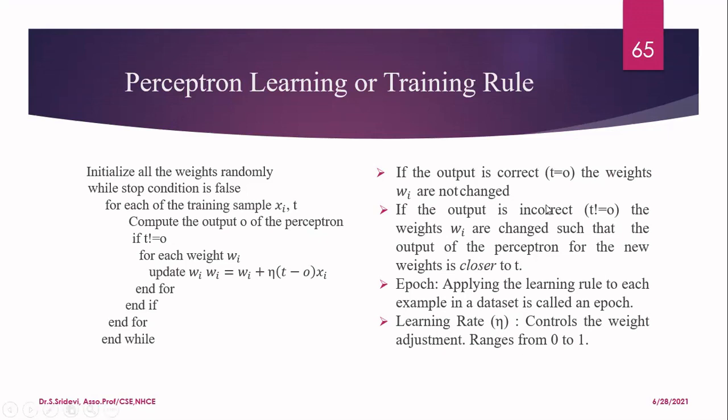That is our aim. And in this, we have two different terms known as epoch and learning rate. Epoch is nothing but you are going to apply the learning rule to every sample in your data set. If you have 10 samples in your data set, apply the perceptron rule for all the 10 samples. Once it is over, that is called an epoch. And then we have the learning rate. This learning rate is going to control the weight adjustment. So in every step, you are going to adjust the weight. That is mainly controlled by the learning rate. And this learning rate ranges from 0 to 1.